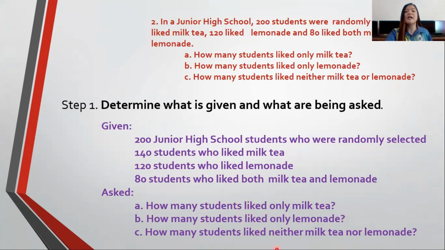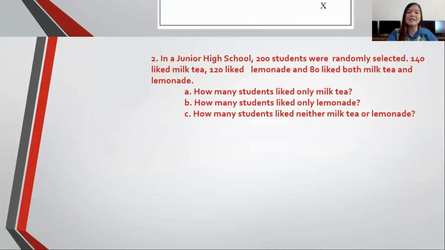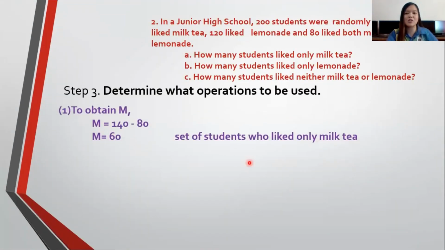Basahin nyo. And then, using the Venn diagram, since there are only two sets involved, milk tea and lemonade, we are just going to use two circles for that. So, put the 80 here, this one. We have 80 in here kasi sabi sa problem, 80 like both milk tea and lemonade. So, gusto nila ng milk tea, gusto rin nila ng lemonade. So, nandito yung 80.